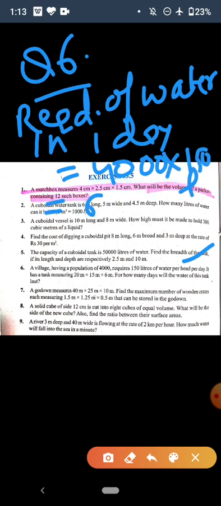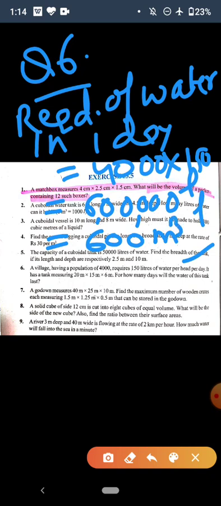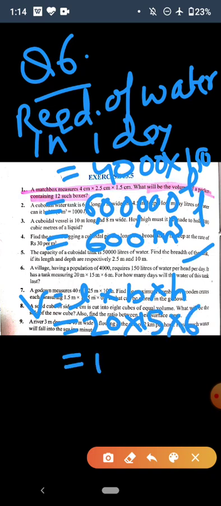So 15 fours are 60, with three zeros, 6 lakh liter. Now you can change it into meter cube by dividing it by 1000. So it is 600 meter cube. Now calculate the volume of the tank, that is L into B into H. So how much water is contained in the tank? 20 into 15 into 6. 15 sixes are 90, so 1800 meter cube.